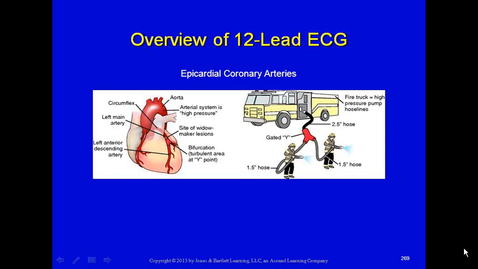And again, you've got that LAD and the circumflex, and they bifurcate. As they bifurcate, the pressure in those vessels is higher because they're smaller. Think about a fire truck's high pressure pump hose, and there at the Y where it bifurcates into smaller vessels, the pressure inside those smaller vessels is higher.